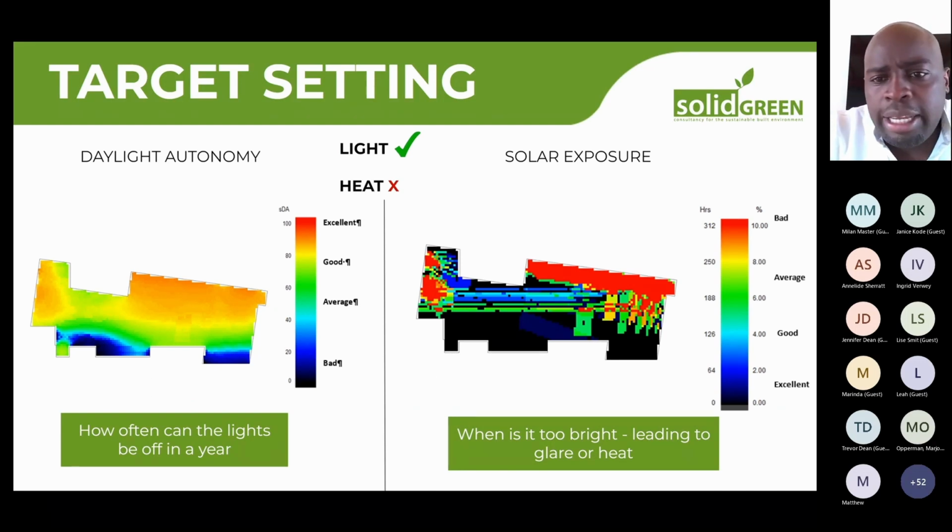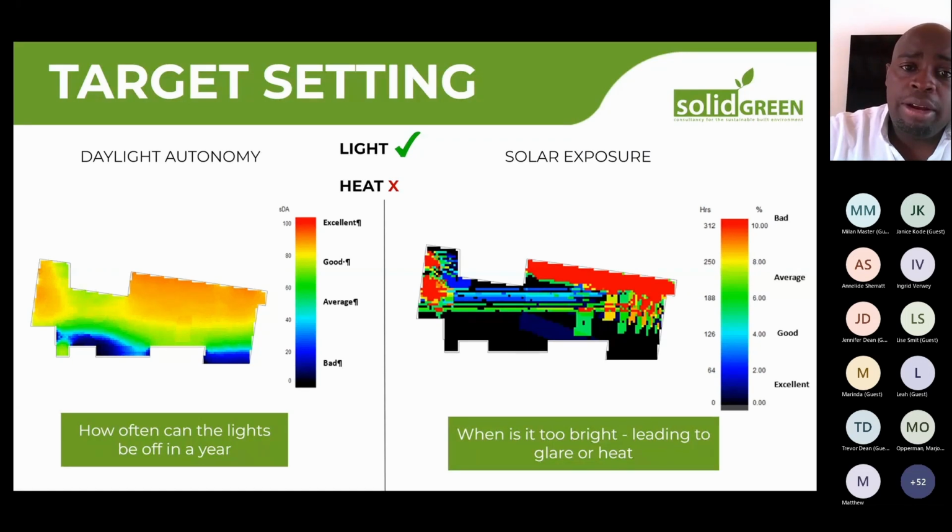So target setting doesn't have to only be according to energy. There are other metrics that are required in terms of how a building performs, and one of them is natural light. And because, especially on commercial buildings, this is always where the biggest issues lie.